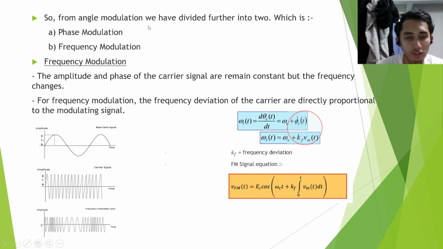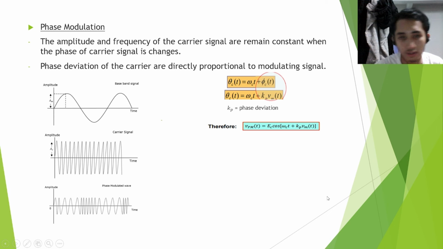So, angle modulation is divided further into two, which are phase modulation and frequency modulation. For frequency modulation, the amplitude and the phase of the carrier signal remain constant, but the frequency changes. As you see in this graph, the amplitude and phase are followed with this graph. Then for frequency modulation, the frequency deviation of the carrier is directly proportional to the modulated signal, as you see in this equation. So we know that the frequency deviation of the carrier is directly proportional to the modulated signal. And this is the FM signal equation, the frequency modulation signal.